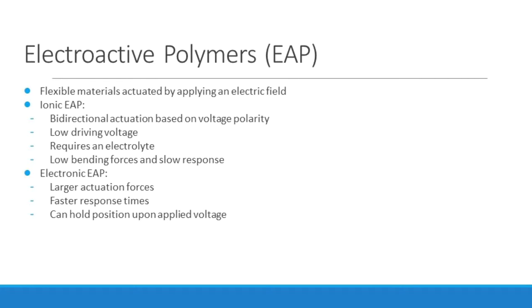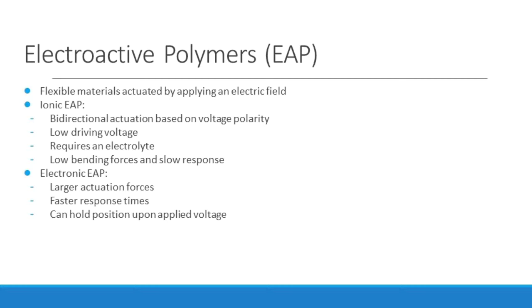Electroactive polymers use an applied electric field to produce actuation forces. These are often flexible materials and are lighter and have faster response times than shape memory alloys. There are two main classes of electroactive polymers, ionic and electronic. Ionic polymers are capable of bidirectional actuation, which is a function of the polarity of their applied voltage source. They work at lower voltages, but need an electrolyte solution to work properly.